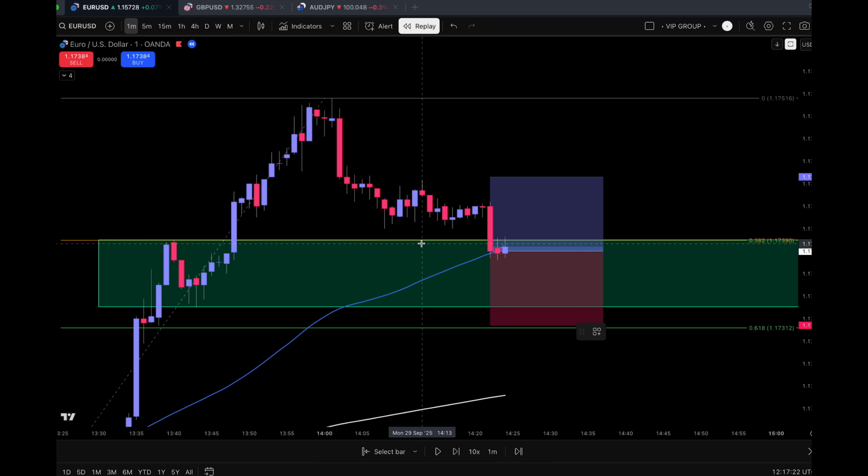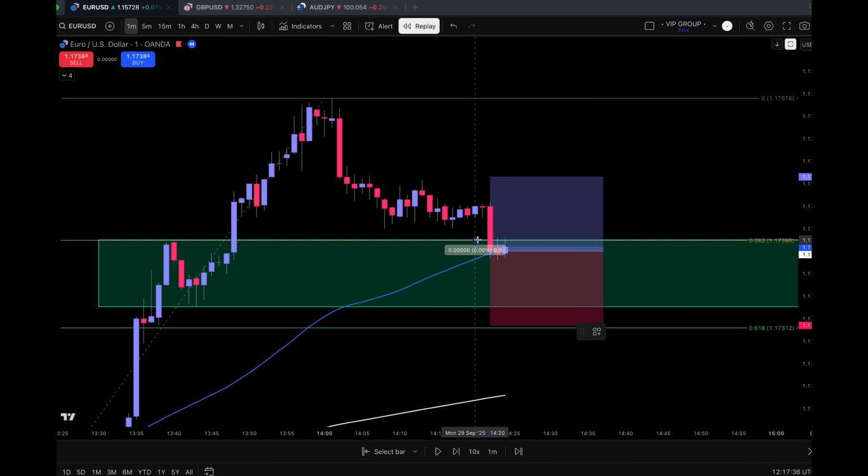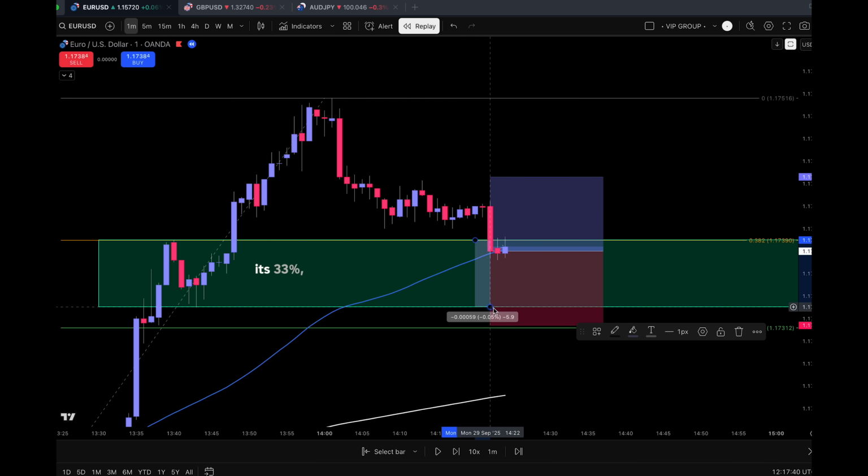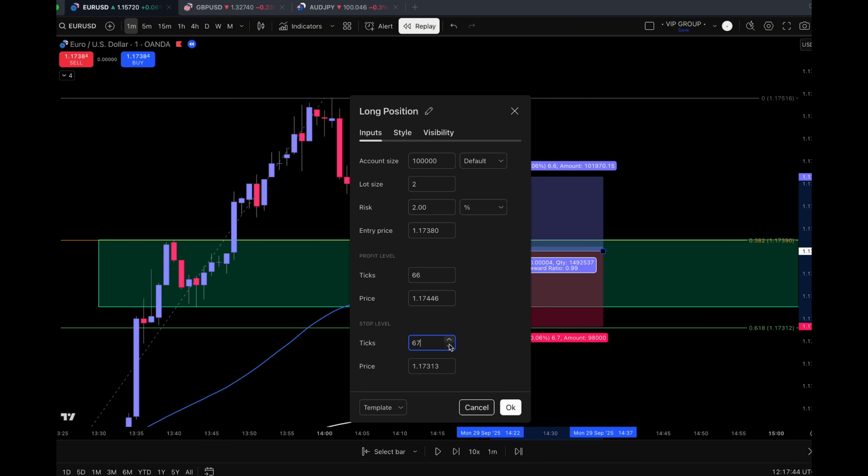Now when it comes to your stop loss, we want to cover the full demand zone, plus you want to add an additional 33% buffer so we don't get stopped out prematurely. Now in this case, the demand zone is around 6 pips, so plus 33%, that would be around 2 pips, so this would leave us with a stop loss of 8 pips.